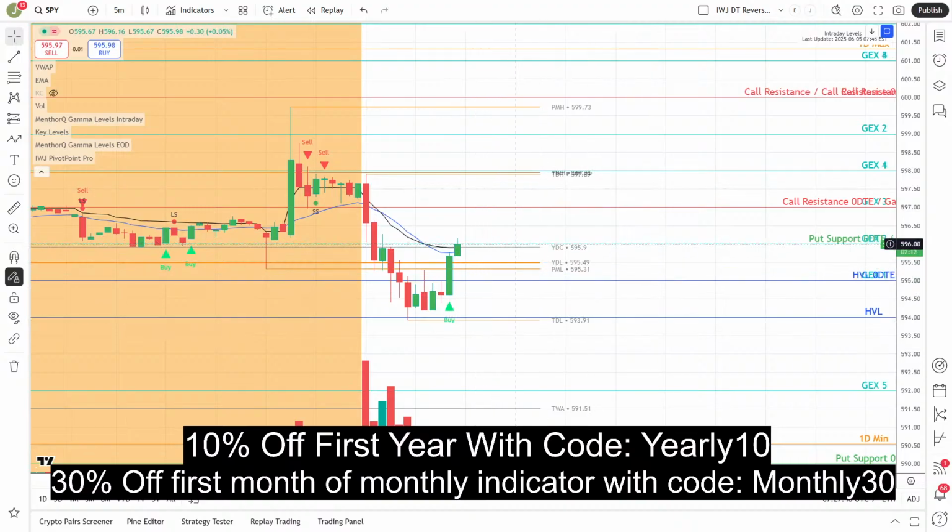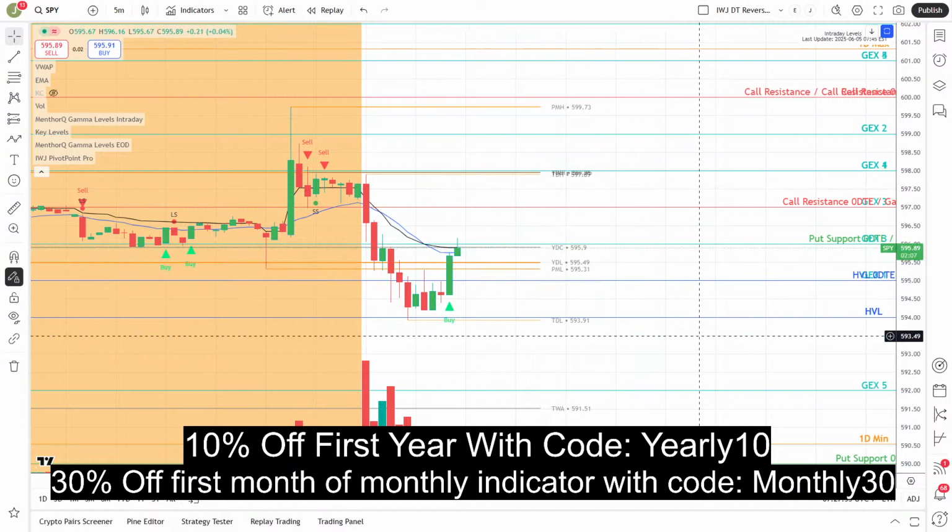So right now we're trying to push through the 21 and VWAP. We'll see if they're able to get that done here or if they're going to reject.